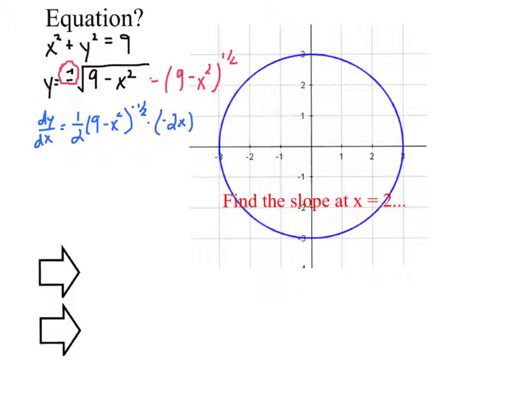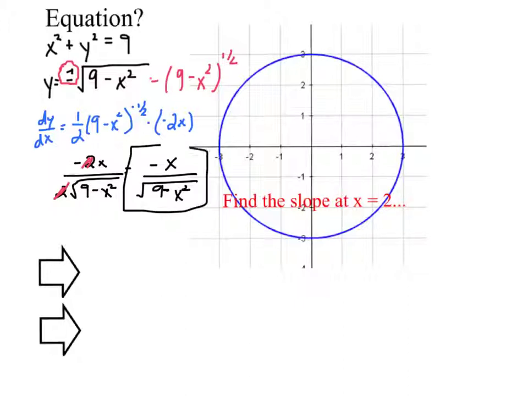Well, let me clean it up just a little bit here. Negative 2x is on the top, so 2 square root of 9 minus x squared on the bottom. Of course, negative 2 divided by 2 is just 1. So we get negative x over the square root of 9 minus x squared. There's my derivative.